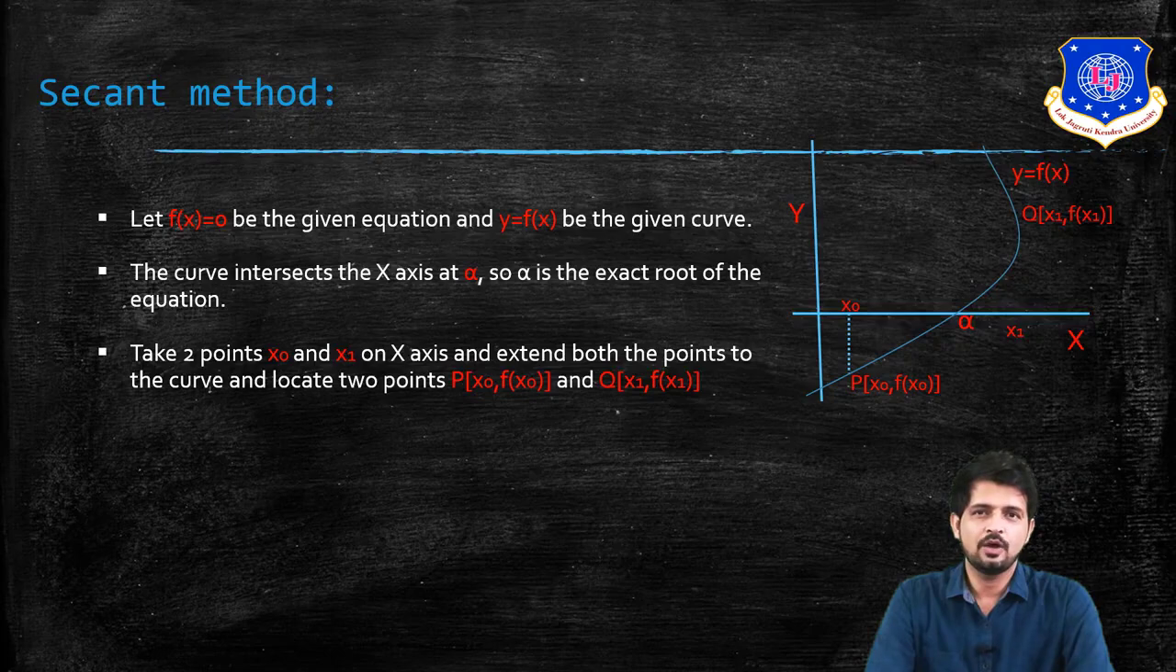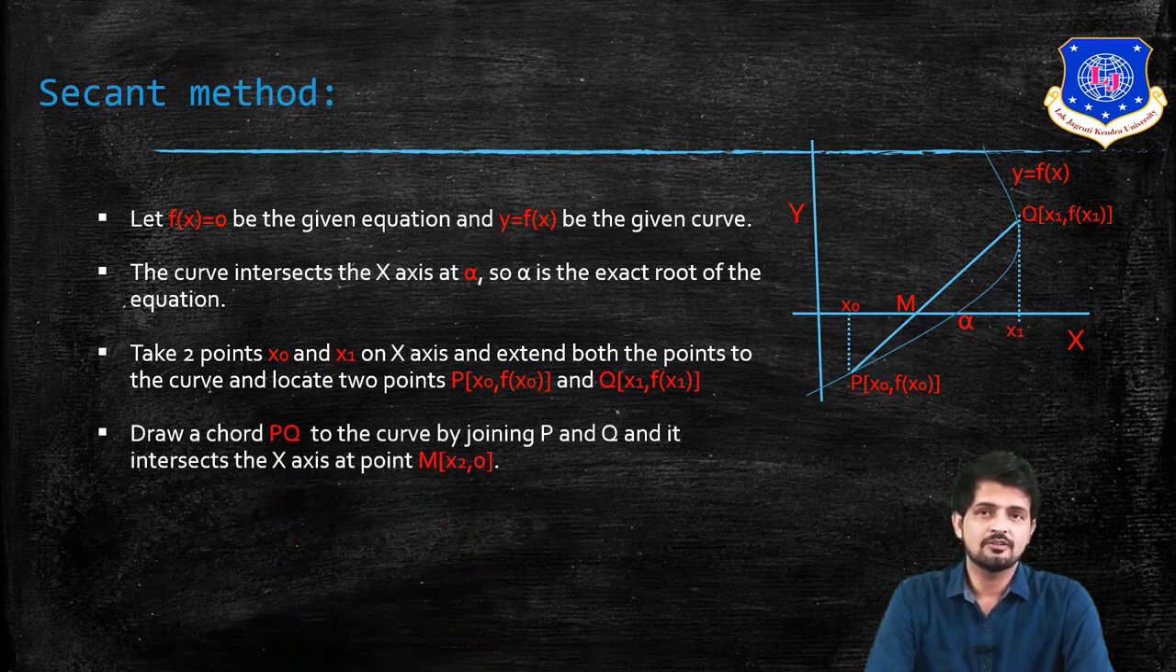See here, you can see we have extended x0 to P on the curve. So the coordinates of point P are x0, f of x0, and coordinates of point Q are x1, f of x1. Okay, what is our next step? Our next step is to draw a chord PQ, and that chord PQ will intersect the x-axis at point M. So the coordinates of point M will be x2, 0 because this point is located on the x-axis, and we have got the first approximation x2.